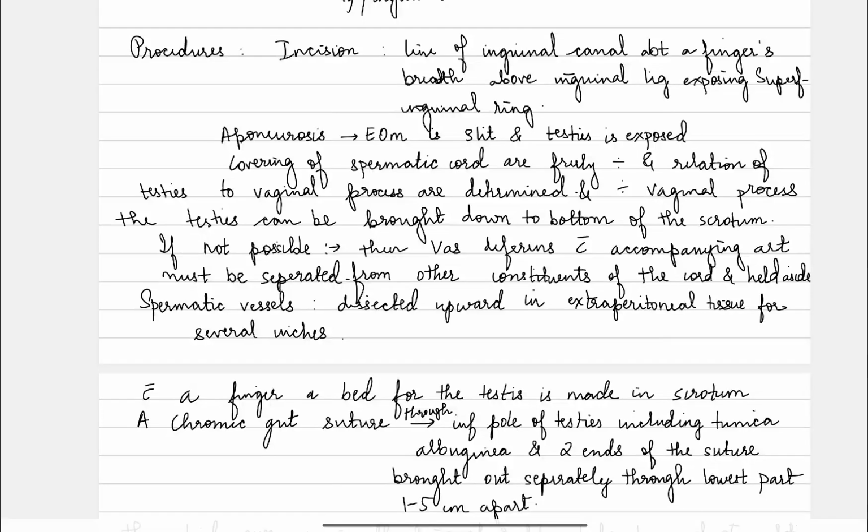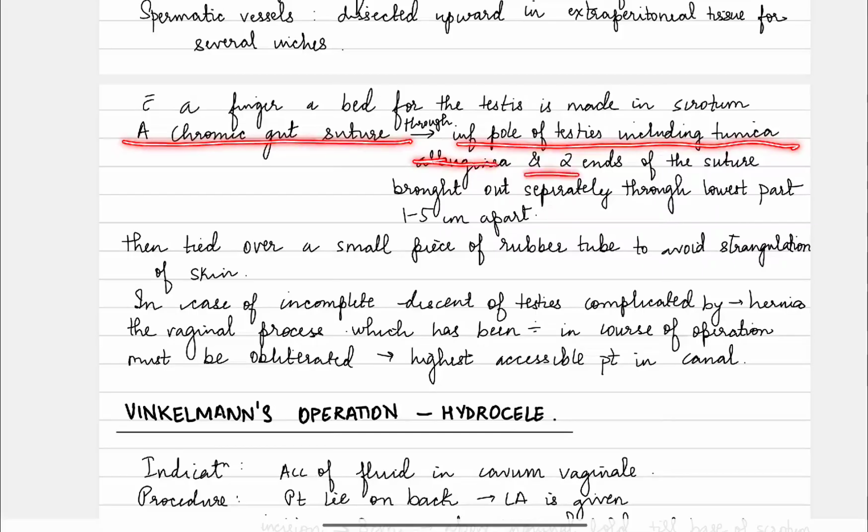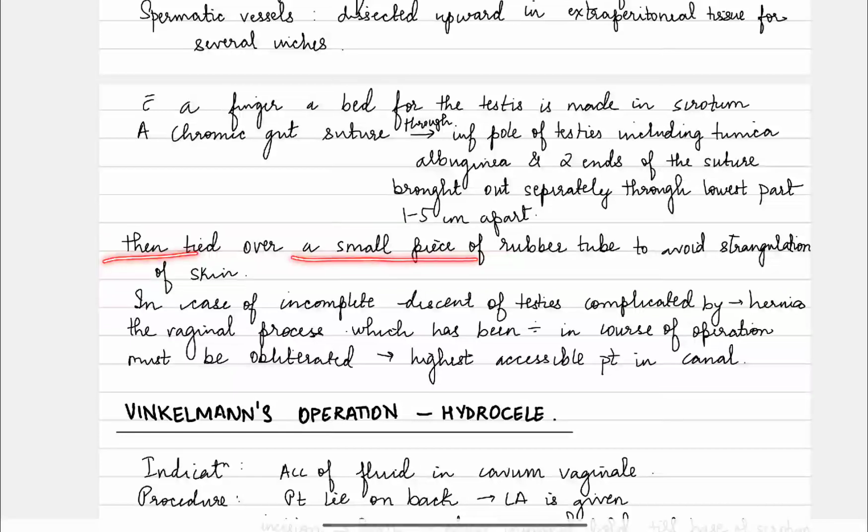If not possible, then the vas deferens with the accompanying artery must be separated from other constituents of the cord and held aside. Spermatic vessels are dissected upward in extraperitoneal tissue for several inches. With a finger, a bed for the testis is made in the scrotum. A chromic gut suture is passed through the inferior pole of the testis, including the tunica albuginea, and the two ends of the suture are brought out separately through the lowest part, 1 to 5 cm apart. Then they are tied over a small piece of rubber tube to avoid strangulation of the skin.